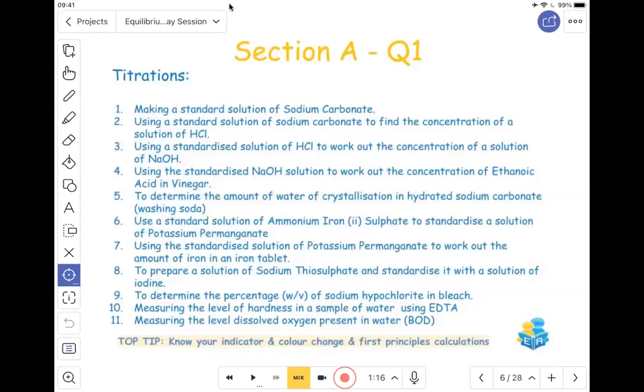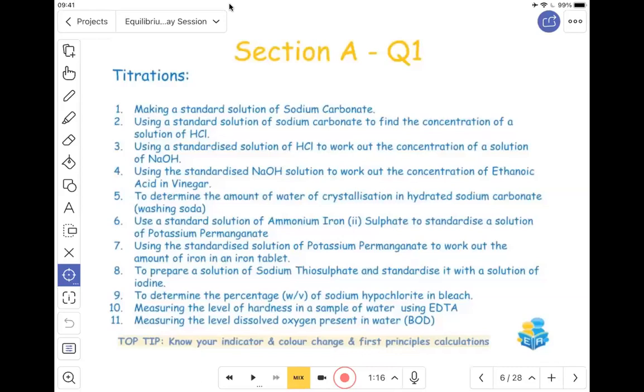So along the theory lines of that question, I'd be including keywords like, when you're transferring solutions into volumetric flasks, you're using funnels. You're using droppers towards the end of the experiment to get the bottom of the meniscus in line with the graduation mark. So all of those pieces of theory and those titration technique and equipment technique are essential in these questions.